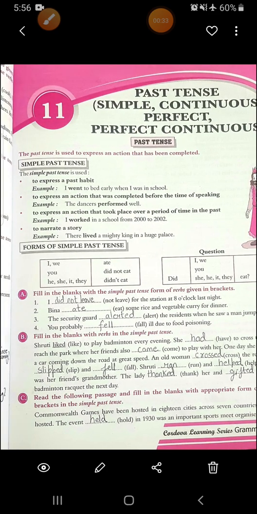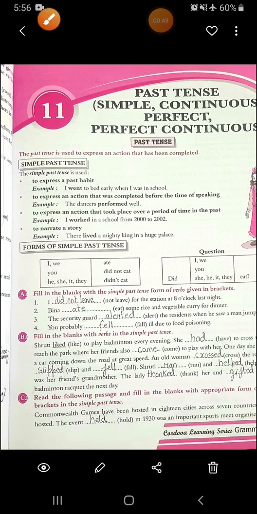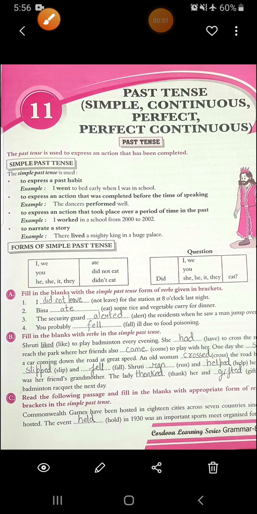Now you all know what is past tense. The actions that are already done or already completed, or you can say the past tense is used to express an action that has been completed, means that work has already been done. Alright, now see the example. See the first one. It's simple past tense.